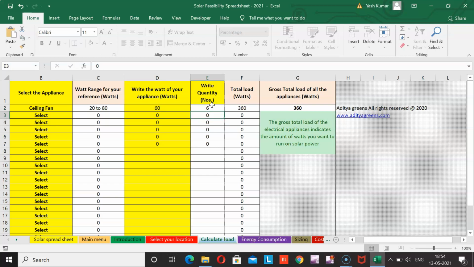fans on solar power. You can check out that the total load of 6 ceiling fans of 60 watts each comes out to be 360. And similarly, you can select other electrical appliances that you want to run on solar power, and you will get the total load of all the electrical appliances under column G. So these are the electrical appliances that I want to run on solar power. Total watts of all these appliances comes out to be 2760 watts. So in this way, you can calculate the total load of all the appliances that you want to run on solar power.